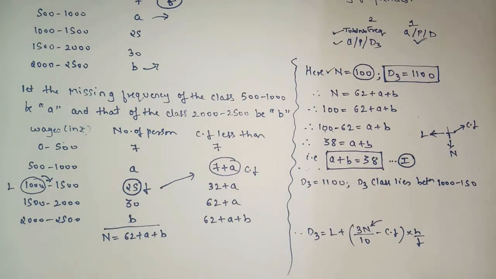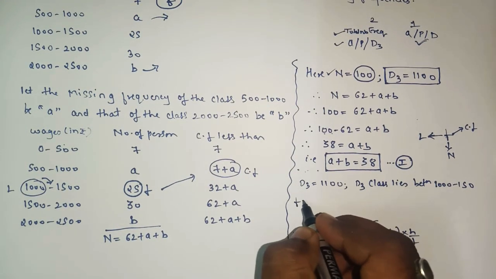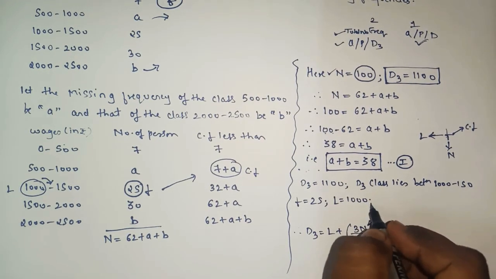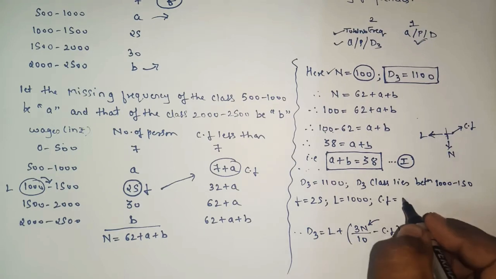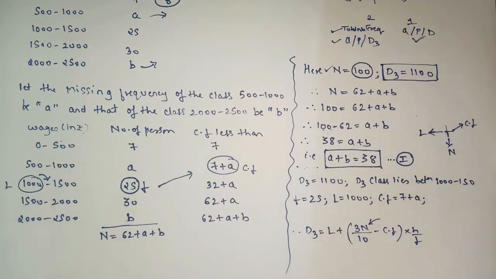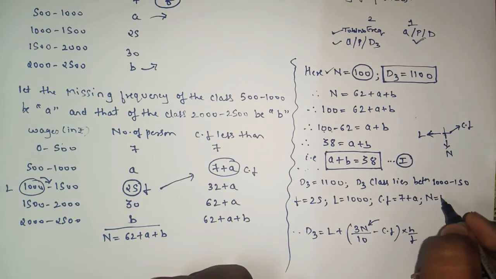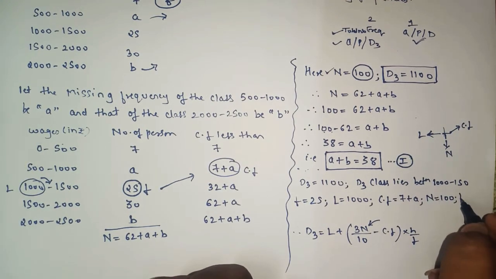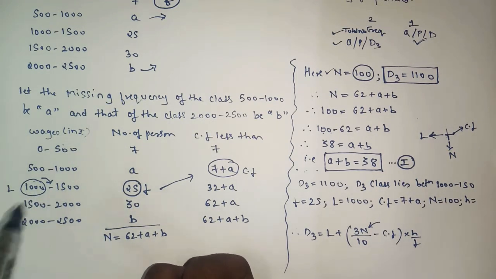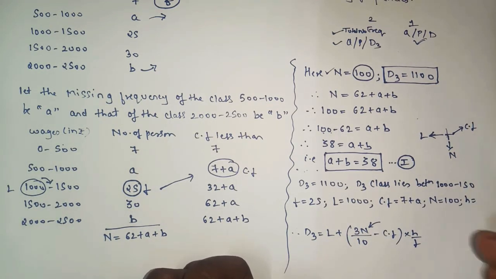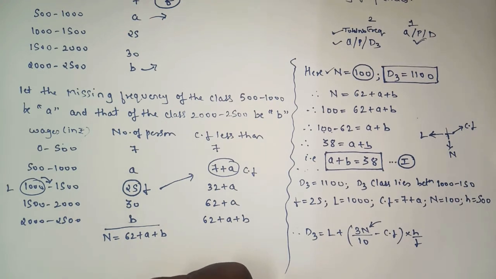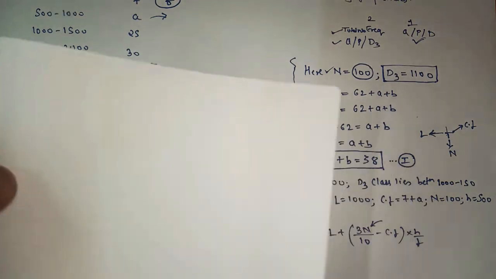So now you will write the values. F is 25. L is 1000. CF is 7 plus A. N is 100, and we require one more value, that is H. As clearly we can see, the difference between the classes is 500. Yes or no? So the width of the class will be 500. Now we simply have to substitute the values.